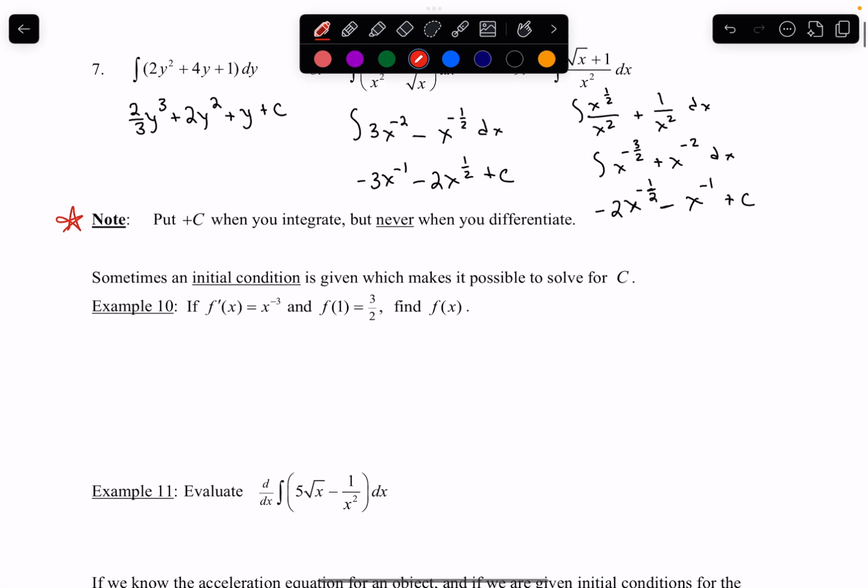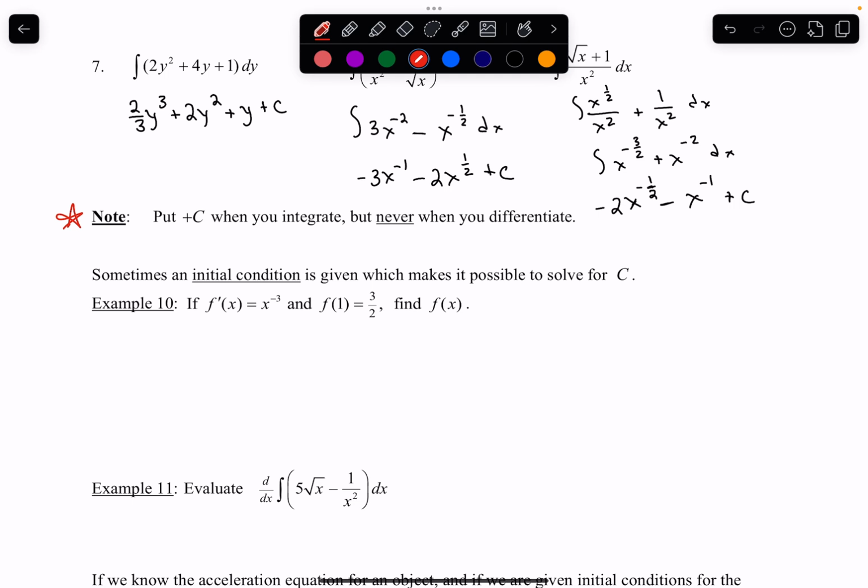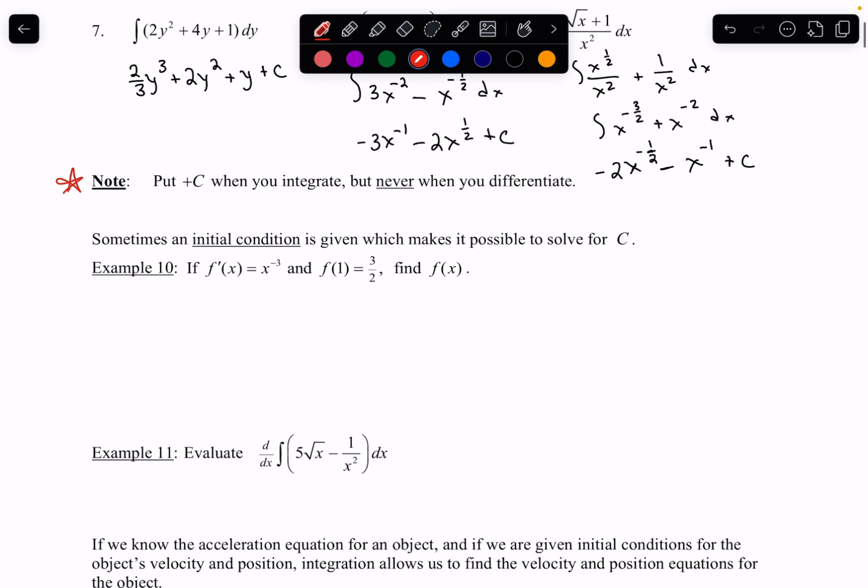Now, sometimes they give you an initial condition, so you can actually figure out what that c value was. So example 10 says f prime of x is equal to x to the negative 3. And then it gives me an initial point of my function. And then it wants me to find f of x. Okay, well, f of x is just, if I undo the derivative, which is an integral, then that should get rid of the f prime of x.